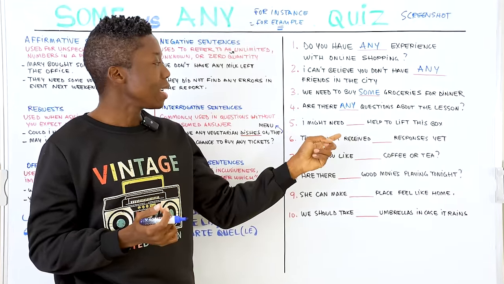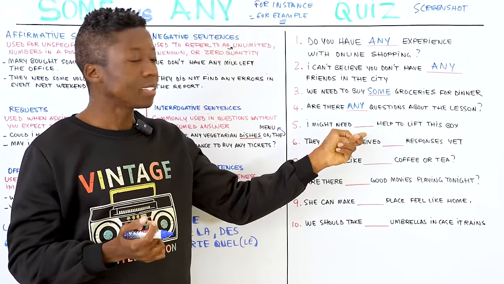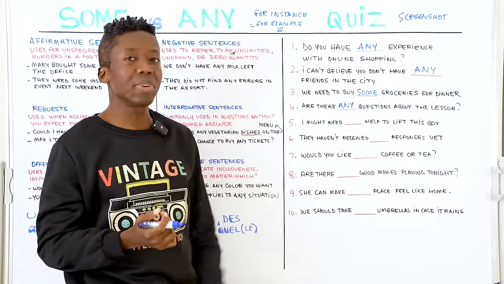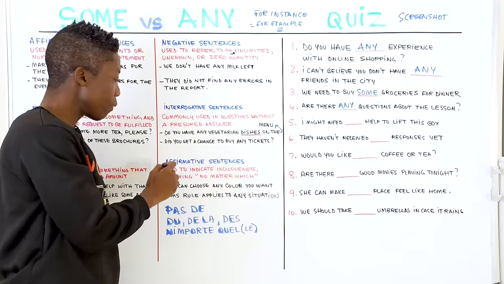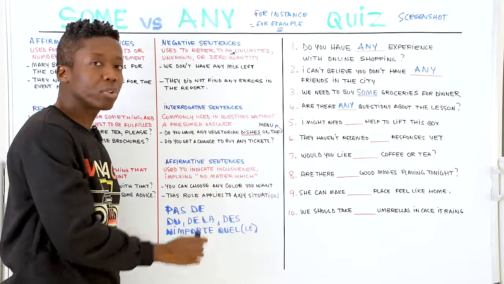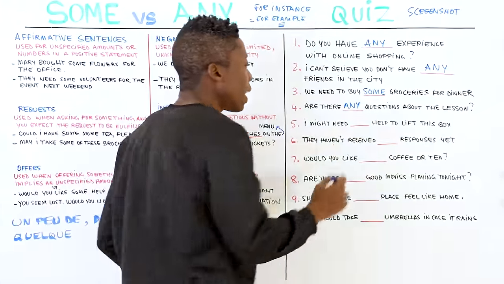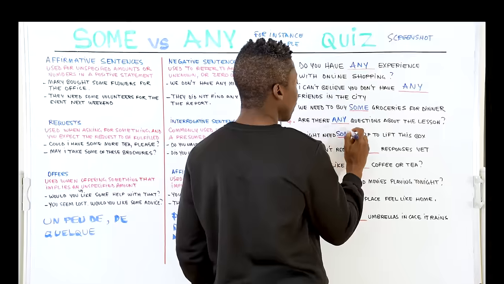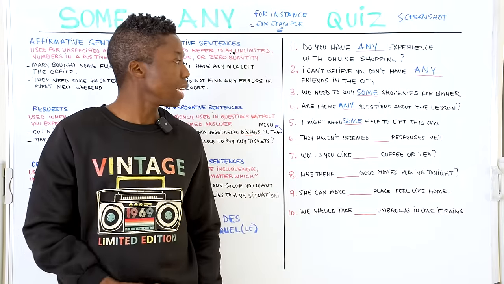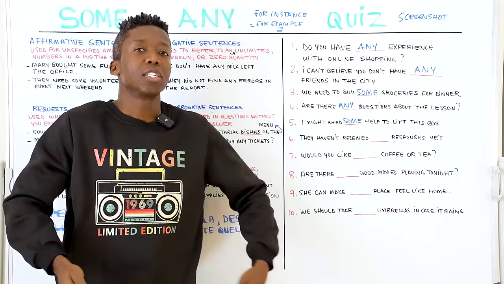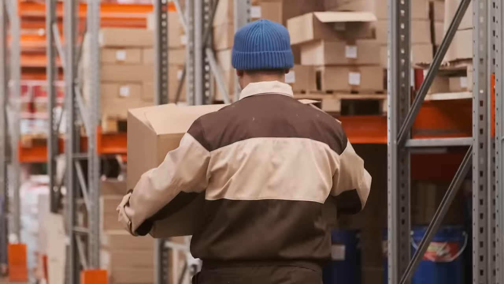I might need some help to lift this box, ou bien any help to lift this box. C'est évident qu'on ne peut pas utiliser any dans la phrase affirmative parce que any dans la phrase affirmative veut dire n'importe quel. Non, j'ai pas besoin de n'importe quelle aide. Ok, so I might need some help to lift this box. Tout le monde sait ce que ça veut dire to lift the box, soulever, to lift box, boîte.